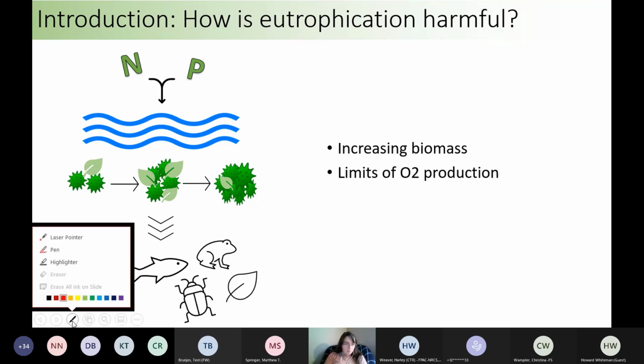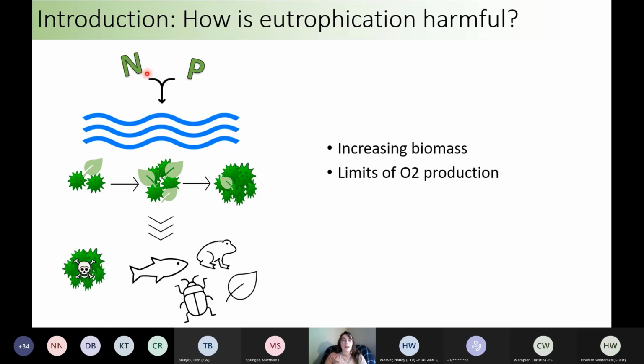Let me turn on my laser pointer. All right, so as these nutrients are being pumped into freshwater systems, what we see is this basically unlimited increase in biomass within the water body. And as that biomass increases, we also have an increase in decomposition, which consumes more oxygen than can be produced in that system. And eventually that leads to a crash in oxygen, which affects all of the organisms within that water body, not just amphibians. So fish, invertebrates, macrophytes, everything that relies on that freshwater system can be impacted.